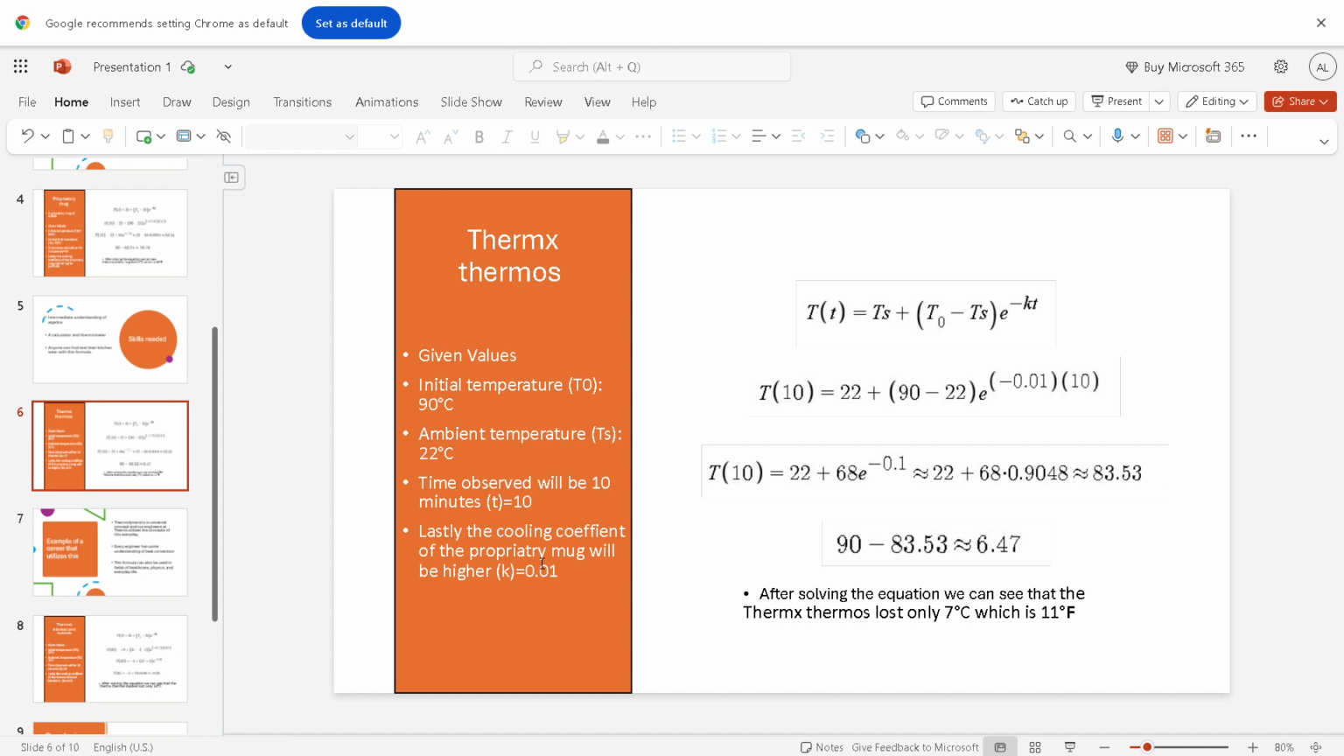And after solving this equation, we can see that the Thermx thermos lost only 7 degrees Celsius, which is 11 degrees Fahrenheit, all less than the proprietary mug.